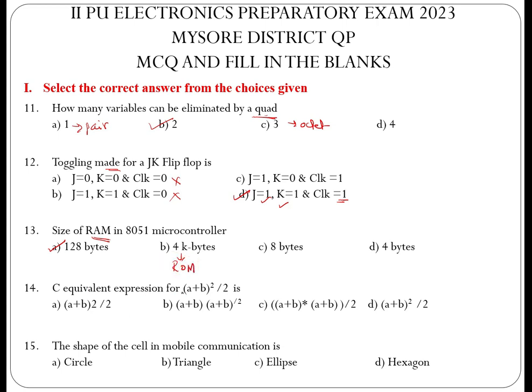C equivalent expression for (A plus B) the whole square by 2 is option C. (A plus B) star (A plus B), this is in the numerator, divided by 2. 15th question. The shape of the cell in a mobile communication is, cell means not the cell phone, it is the geographical division of the area, that is hexagonal shape.